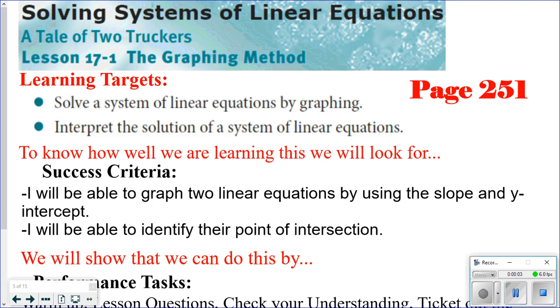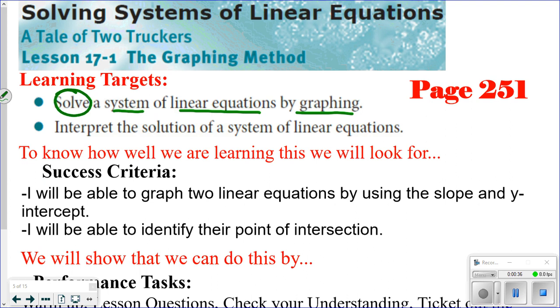Hey everyone, we are going to be talking about lesson 17.1 today. And it is in the book, but I'm not necessarily going to make you open up the book today. We are going to do a note sheet instead. Okay, it's called Solving Systems of Linear Equations. And this lesson is all about the graphing method. So we are going to solve a system of linear equations by graphing.